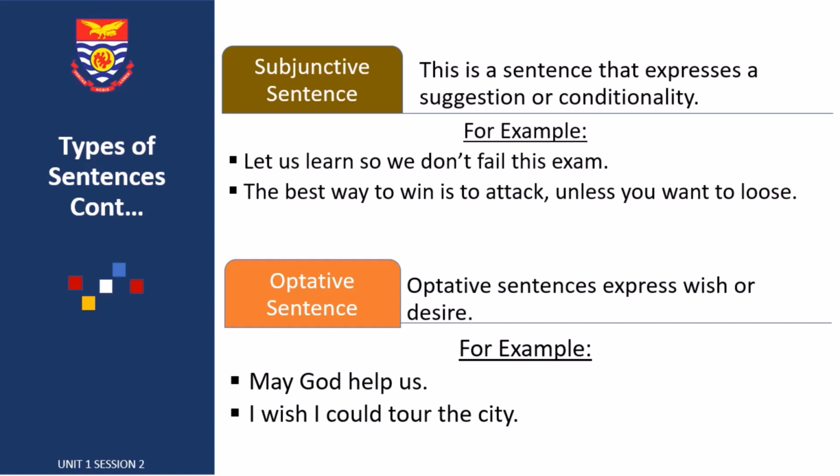And the last one we have here is optative sentences. They express wishes or desire. May God help us. I wish I could tour the city. Now these are options one wants to consider, or one wishes for or prays for.